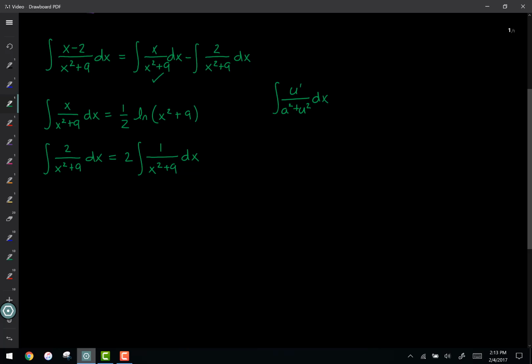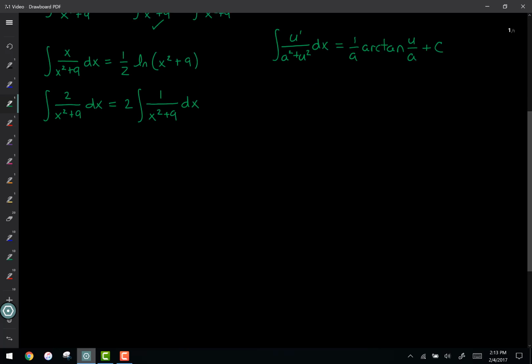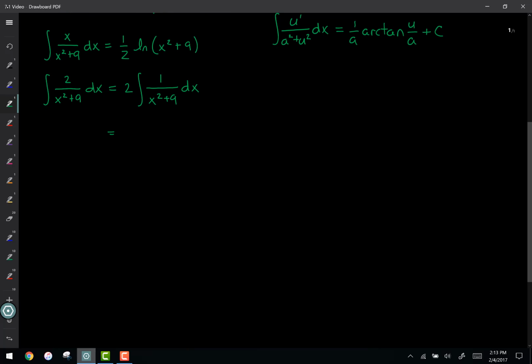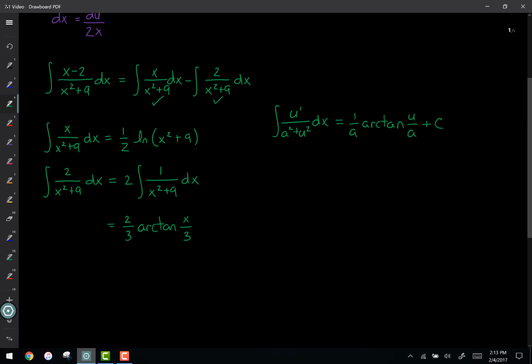If u is a differentiable function of x, this is 1 over a arctangent of u over a plus c. Where my a here is 3, and my u is just x, because here's my du. So this is just going to be 2/3 arctangent of x over 3. And this one's done.